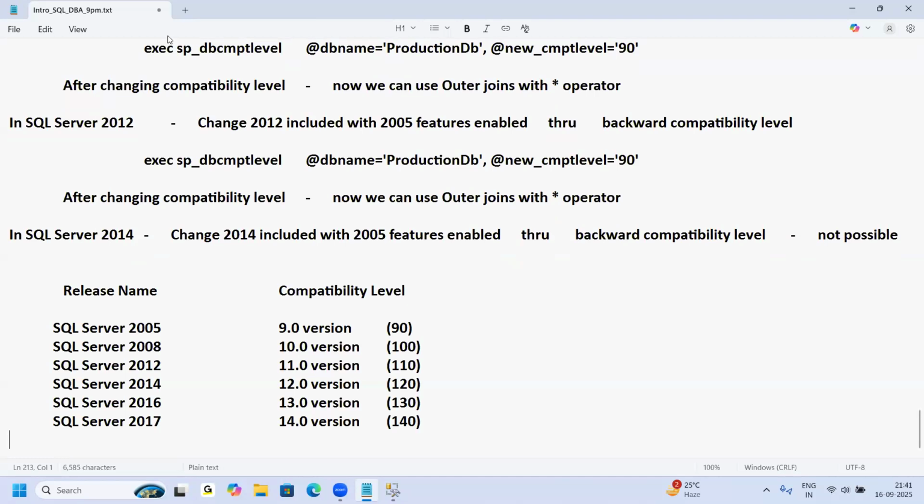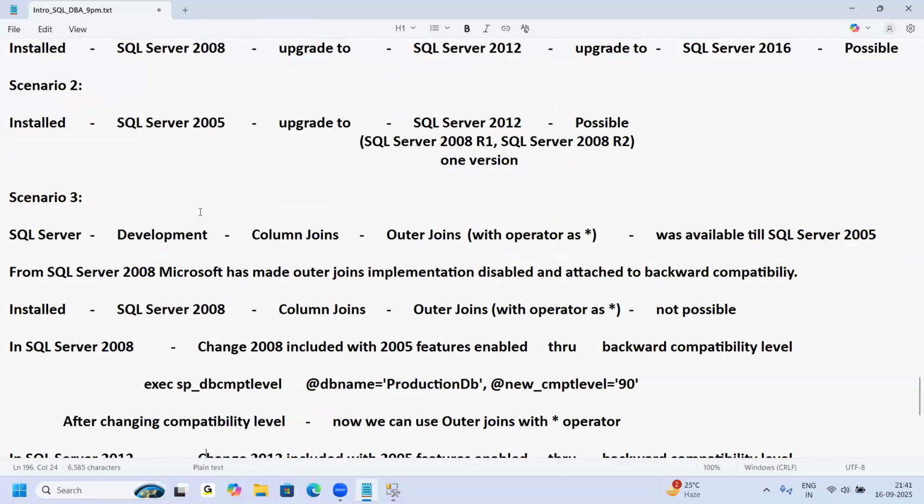But please understand, this is about outer joins. This is purely related to the development part. I just recollected one example, so I said this. That was the outer join story.